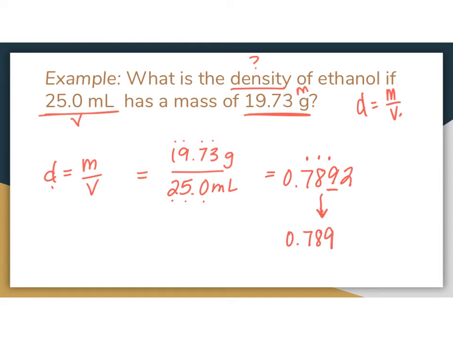And then I would make sure that I put on my units. So neither one of these units canceled, so it's going to be grams per milliliter. And then I would put a box around it just to make it really stand out.